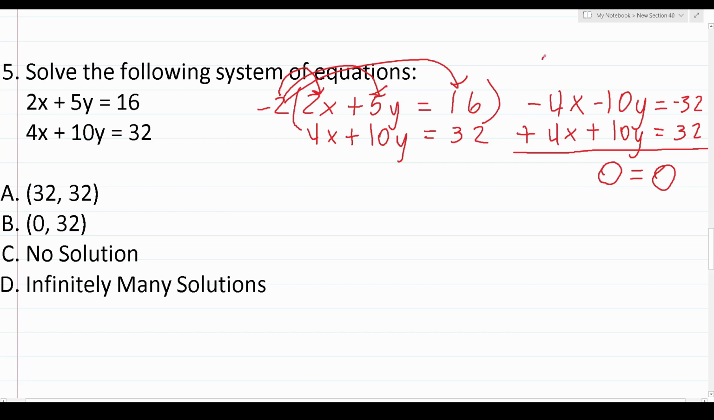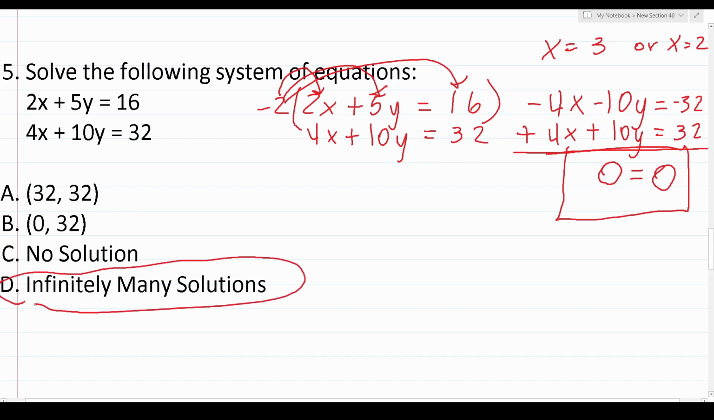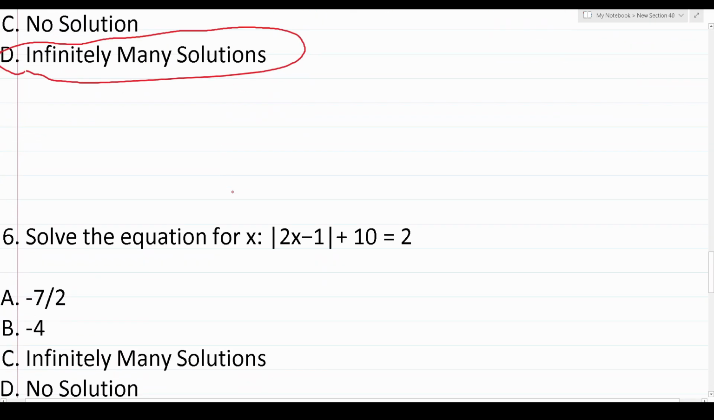But we should have something like this: x equals 3 or x equals 2. Well, whenever you reach a point when you're solving a system of equations where you have a true mathematical statement and you have 0 equals 0, that should tell you that these two lines are the same, which means that there are infinitely many solutions to this system of equations. Okay, so that's that one. And again, in my video that I uploaded this week, I showed you how to graph these. And if you were to graph these two equations, they would sit right on top of one another. Okay, so that's that one.